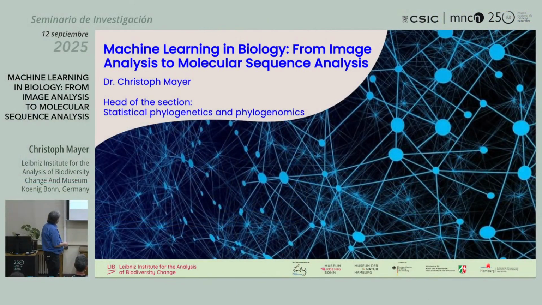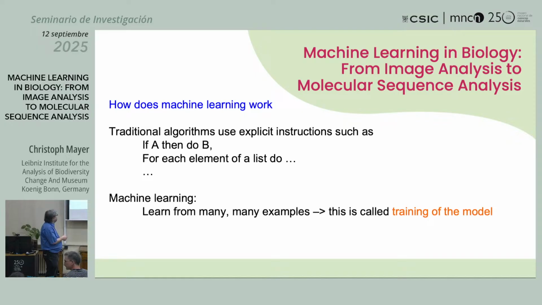From image analysis to molecular sequence analysis. I'm head of the section Statistical Phylogenetics and Phylogenomics. So machine learning, how does that work? Traditional algorithms basically use if A, then do B, or for each element of a list, do something. That's how you build traditional algorithms.